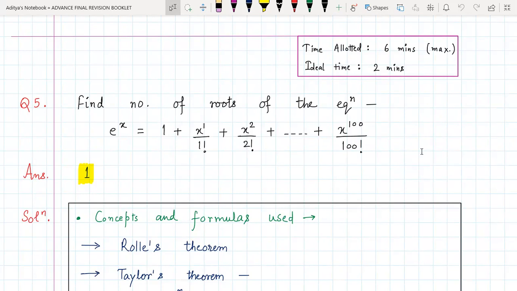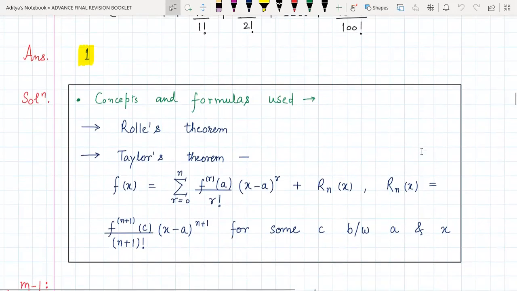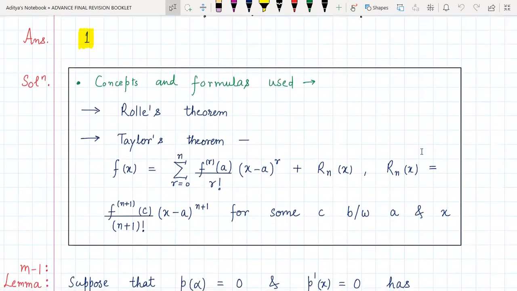Time allotted we can say is 6 minutes, and ideally you should try to do it within 2 minutes. Answer we already know is 1. One root will be there, which is x equals 0. Concepts and formulas used can be Rolle's theorem, which we have already seen earlier, and then there is also a method using Taylor's theorem. If we know Taylor's theorem, then the question can be easily solved.